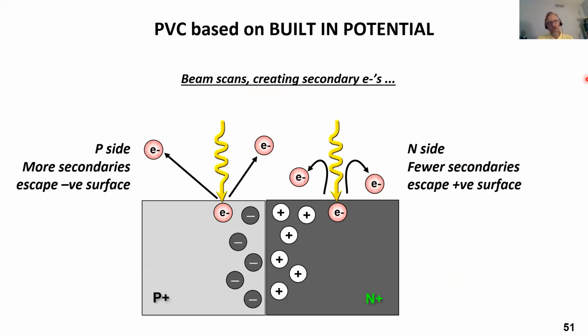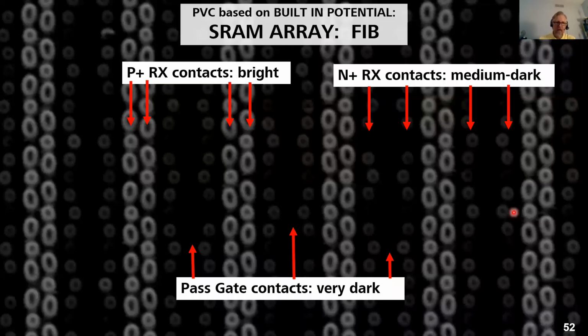Now if we have a PN junction, when the beam scans, it's going to create secondary electrons. On the P side, because it's negative, more secondaries can escape the negative surface. On the N side, fewer secondaries escape the positive surface. And in so doing, this concept where healthy P diodes or P sides are bright and N sides are dark, we have a lot of different voltage contrast techniques used in inspection for diodes.